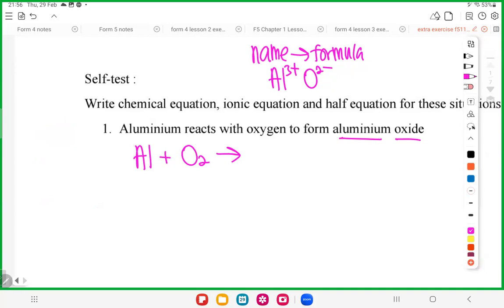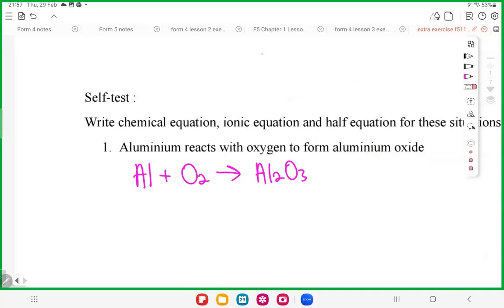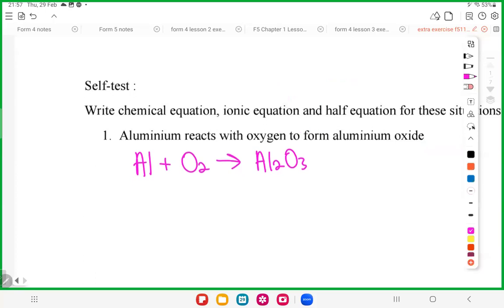All right. So we learned before in Form 4, Chapter 3, when the charge is different, what should we do? We do a cross method, isn't it? Cross method: number 3 comes here, number 2 comes here. So you will get Al2O3. So that is the chemical formula. After that, we need to balance the chemical equation. How to balance it?